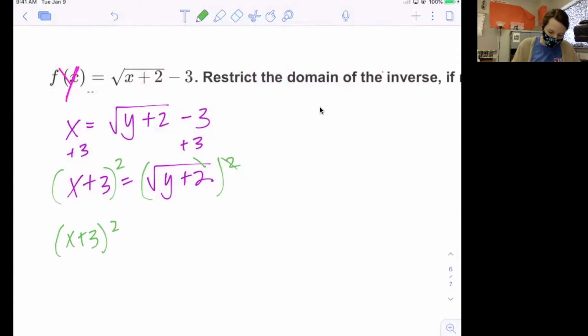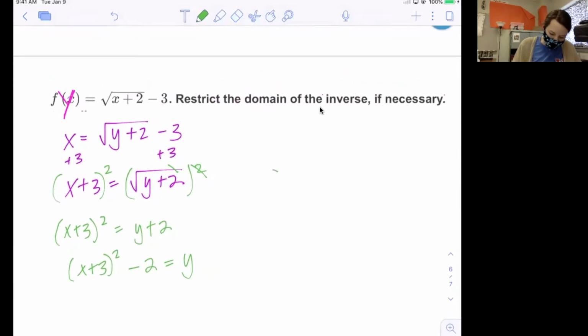The square root and the square cancel out on the right, and we're left with y plus 2. Then we subtract 2 from both sides: x plus 3 squared, with a minus 2 on the outside, is equal to y. So we can rewrite this as f inverse of x equals x plus 3 squared minus 2.